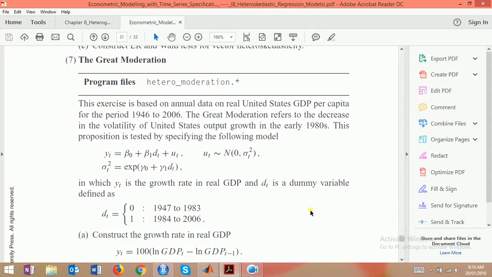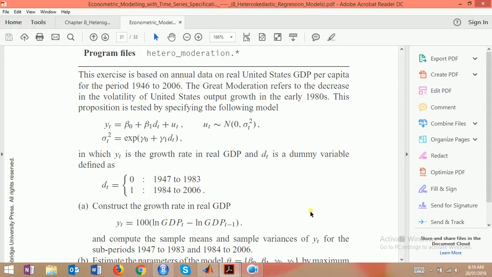There's a problem of great moderation. The exercise is based on annual data on real US GDP per capita for the period of 1946 to 2006. The great moderation refers to the decrease in the volatility of US output growth in the early 1980s. Has the volatility of output growth decreased? This proposition is tested by specifying the following model.